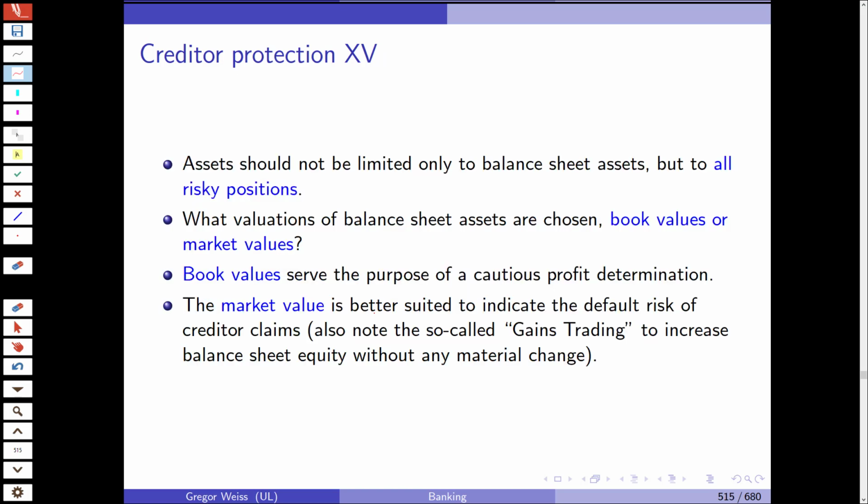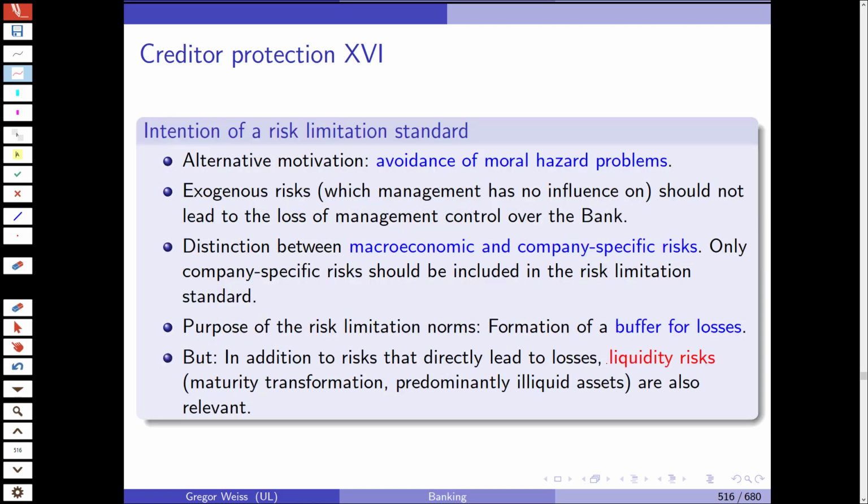Now, assets should not be limited only to balance sheet assets, but to all risky positions. The question then is, what valuations of balance sheet assets are chosen, book values or market values? Well, book values usually serve the purpose of a cautious profit determination under German GAAP. Market value is, however, better suited to indicate the default risk of creditor claims, and also note the so-called gains trading to increase balance sheet equity without any material change. So this should be kept in mind.